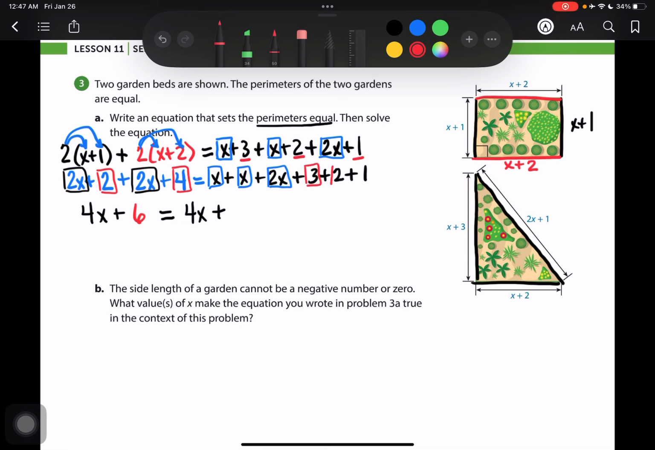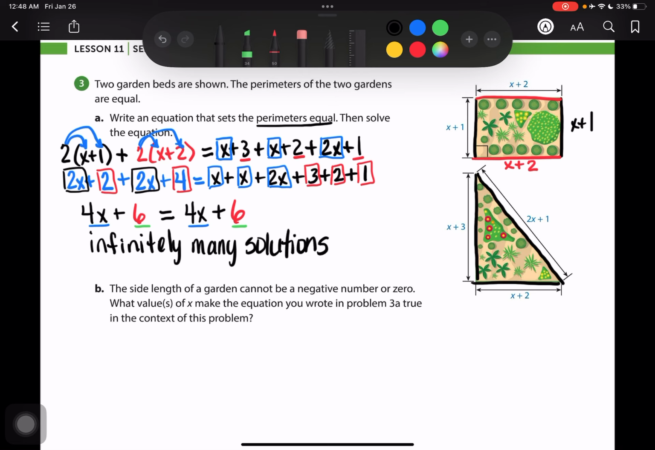So if you notice, I have the same variable terms and I have the same constant terms. Okay, so this equation is already solved because we already know by definition of infinitely many solutions that the equation is solved. Okay, because both the coefficients and the constants are the same on both sides.